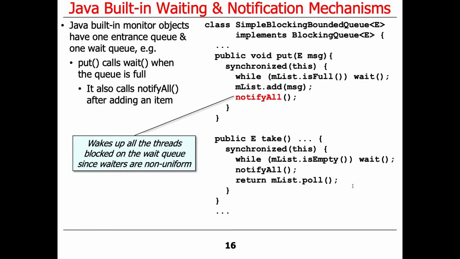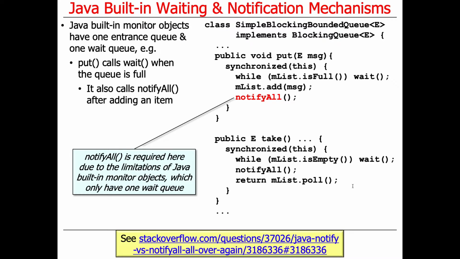You'll also notice that after we have put something in the queue, we have to notify all the other threads that it may be possible for someone to take things out. And this is a really bizarre kind of a botch due to the oversimplicity of the underlying single wait queue in a monitor object: you end up having to call notifyAll all over the place, which leads to the thundering herd problem. The reason for this we'll talk about shortly. It's because the waiters are non-uniform. When things are waiting, they can be waiting for it to be full. They can also be waiting for it to be empty, and we'll talk more about that later.